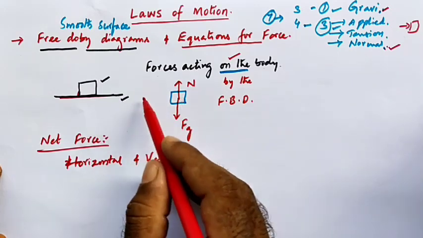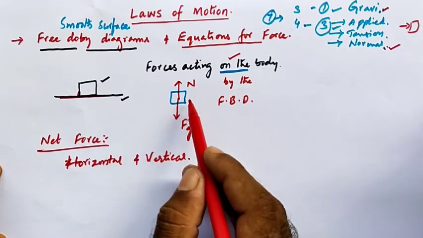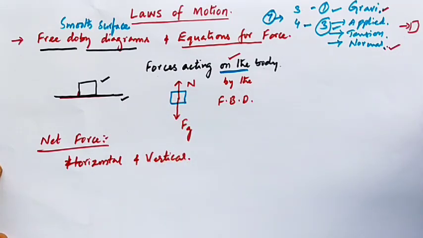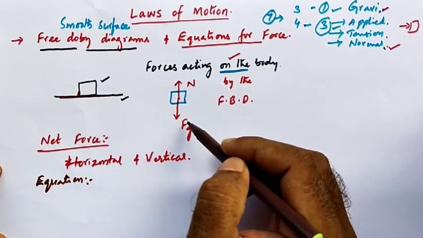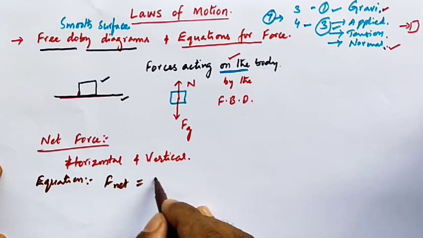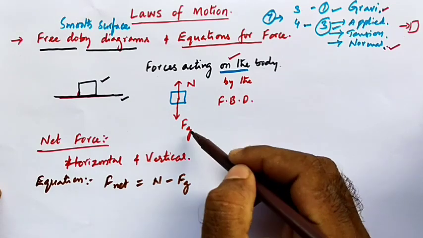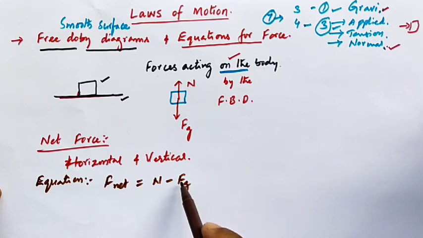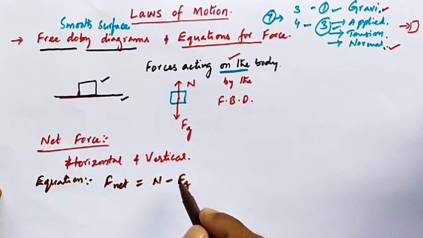In this case, there is no horizontal force. Along the positive x-axis or negative x-axis, are there any forces? No. So only vertical forces are there. Now let us write the equation for force. These two are acting in the opposite direction, so the net force from the free body diagram is N minus Fg. Because both are acting in opposite directions, we need to subtract. You can write Fg minus N or N minus Fg, don't worry, because the object is at rest. So this is from the free body diagram.